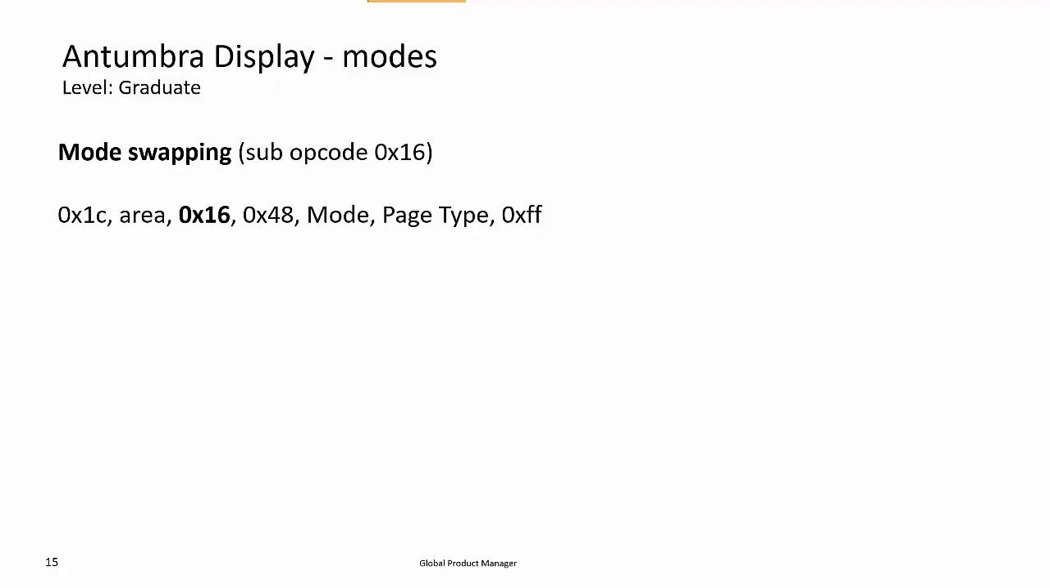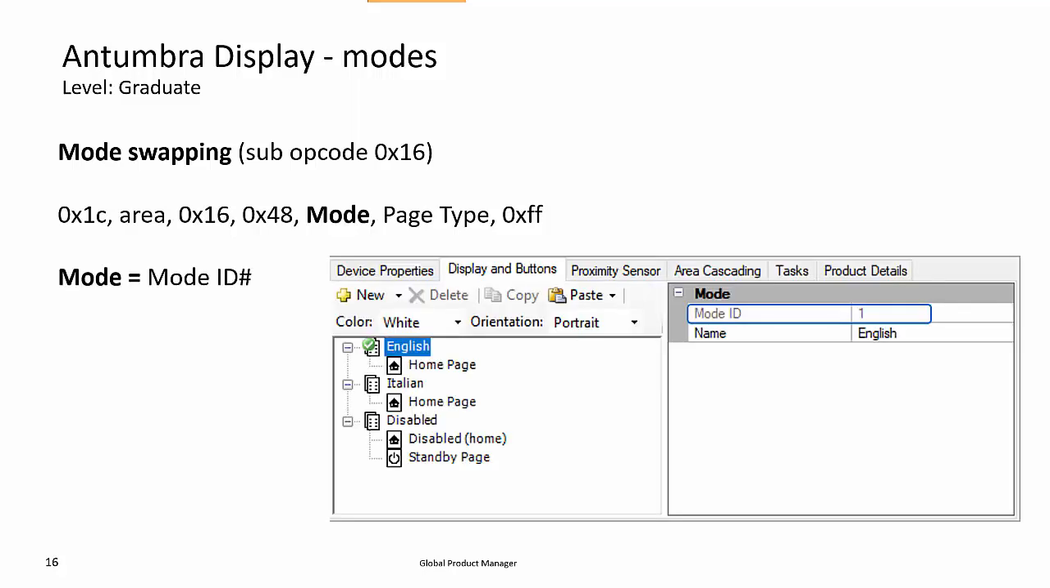So to control that, this is the command. It's a user preference message, which is opcode 48, and it uses sub opcode 16. So I'm going to swap modes with this message. The mode itself is the mode ID. They are sequential. As you can see here where I've selected English, the mode ID is number 1. And these are absolute. They're not zero origin, these are absolute numbers. So mode 1 here is mode 1 in the string, or the number 1 in the string.